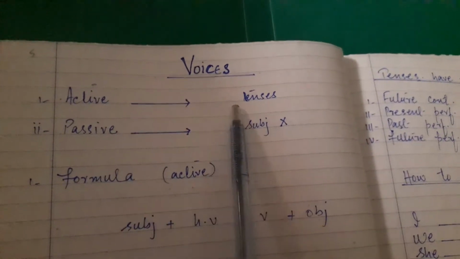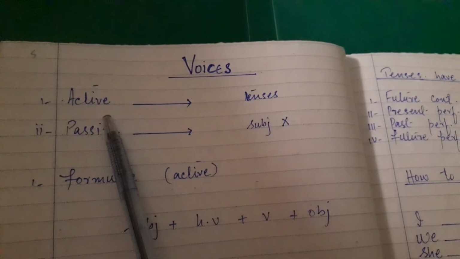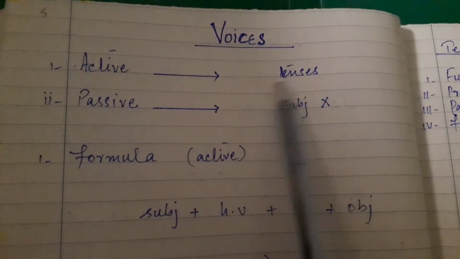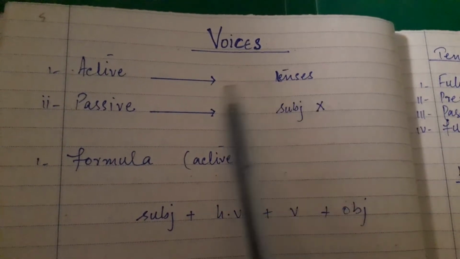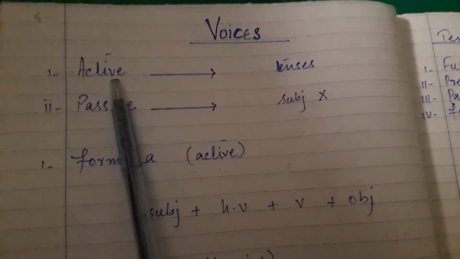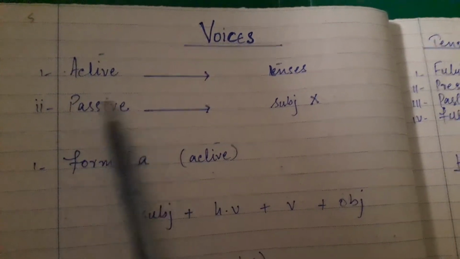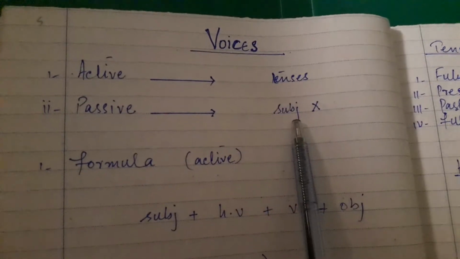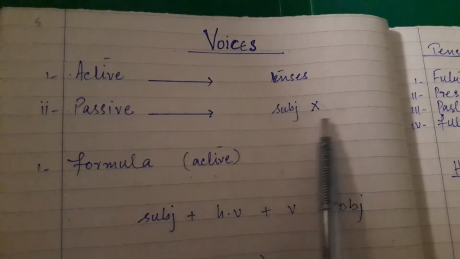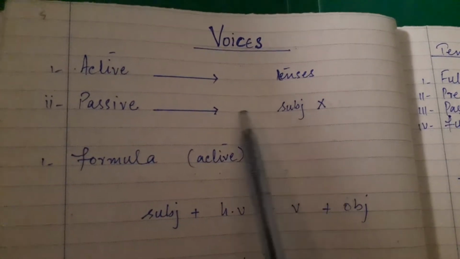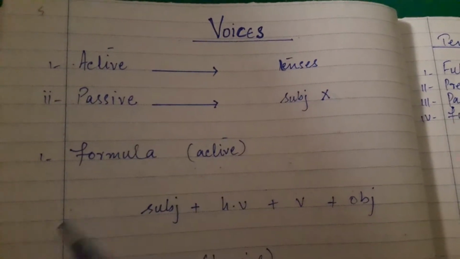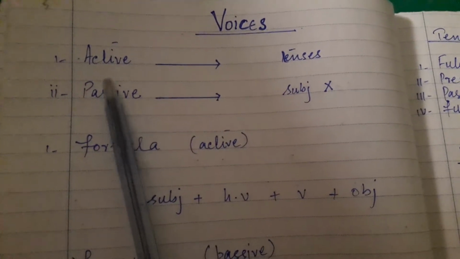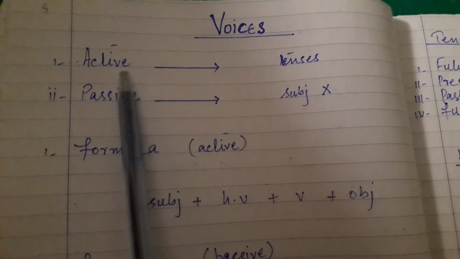You know that the voices are two types: active voice and passive voice. Whatever sentences you did in all the 12 tenses are in active voice, because the subject comes in the beginning. And in passive voice, it is not necessary that the subject is present over there. It starts with the object. Object is more important than the subject in passive voice, and in active voice the subject is in its active condition.